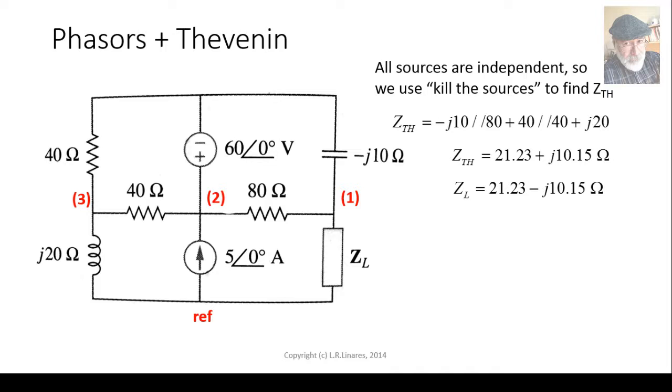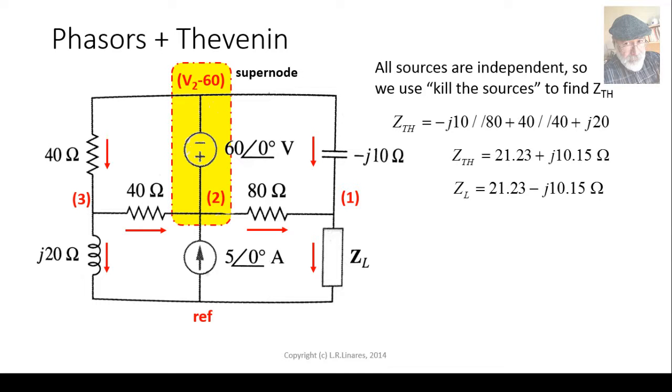No. I will say that the node at the top has a voltage that depends on V2. That voltage is V2 minus 60 volts. Isn't that correct? Right. And then I will treat the entire V source, the entire branch, as a supernode. Those are the branch currents that I have chosen, and then I treat this as a supernode. I'm going to write a KCL equation for that entire yellow zone, this supernode.